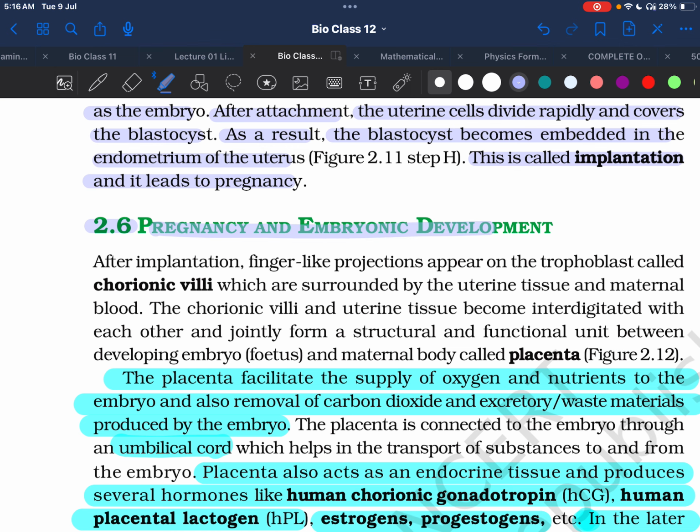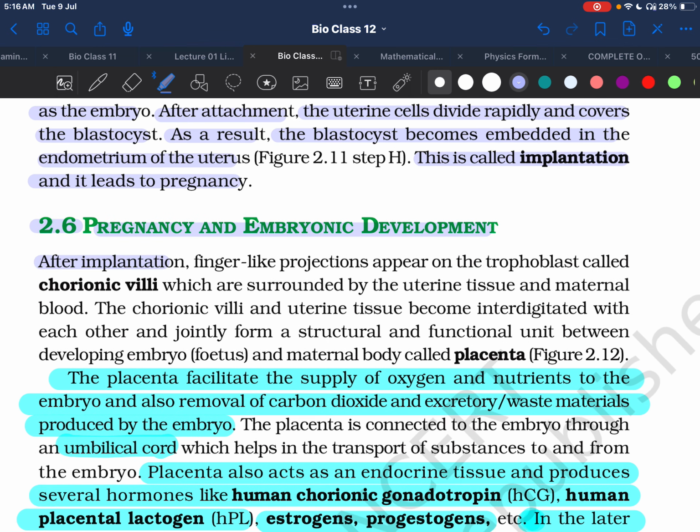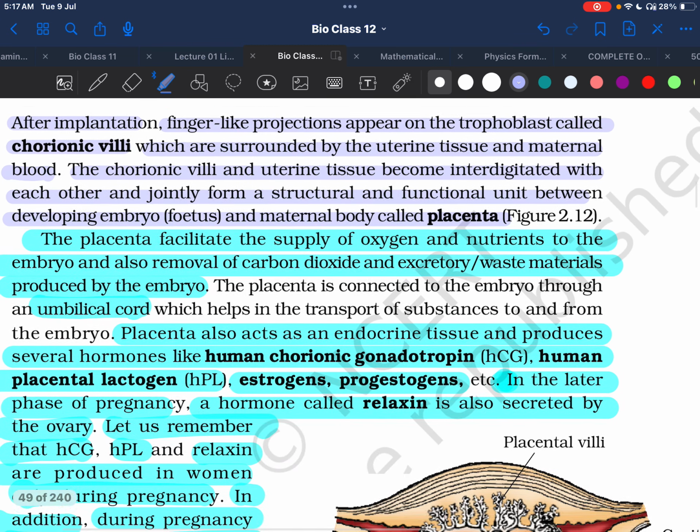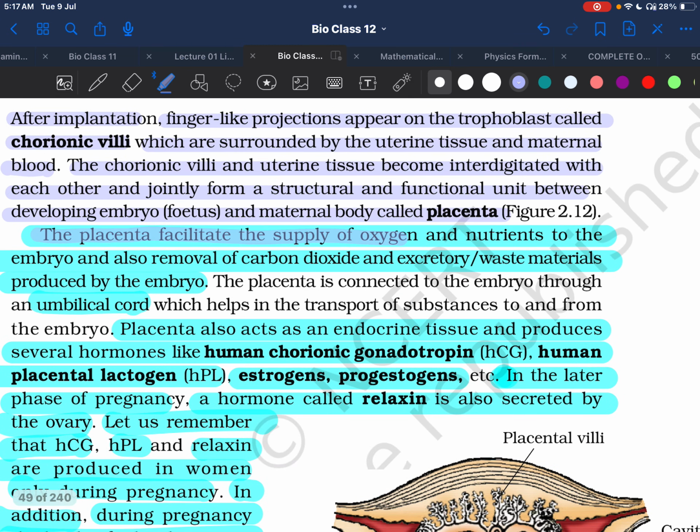2.6 Pregnancy and embryonic development. After implantation, finger-like projections called chorionic villi appear on the trophoblast, which are surrounded by the uterine tissue and maternal blood. The chorionic villi and uterine tissue become interdigitated with each other and jointly form a structural and functional unit between the developing embryo and maternal body called the placenta. The placenta facilitates the supply of oxygen and nutrients to the embryo and also removal of carbon dioxide and excretory or waste materials produced by the embryo.